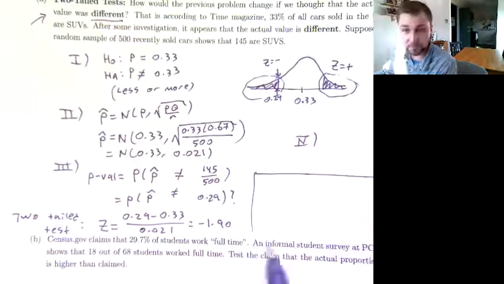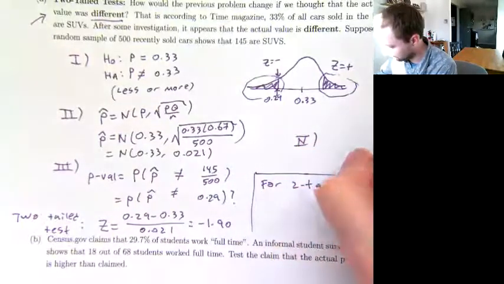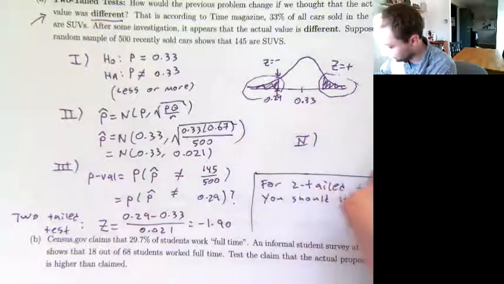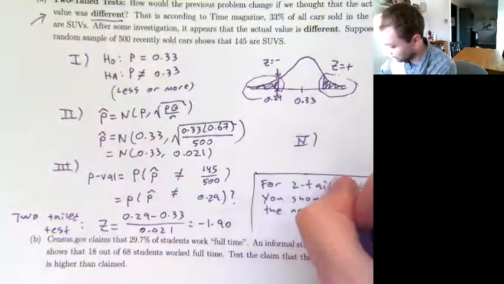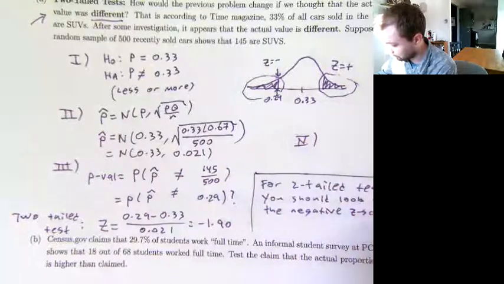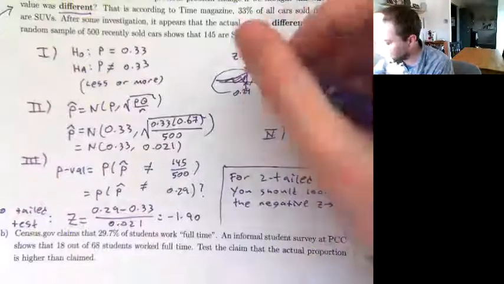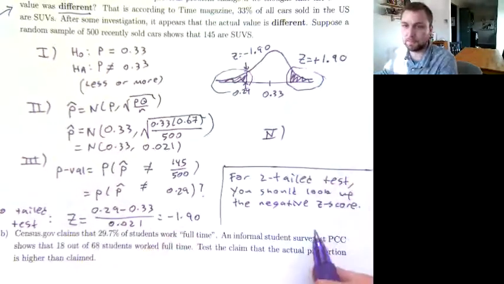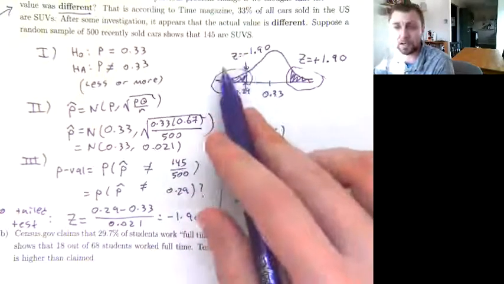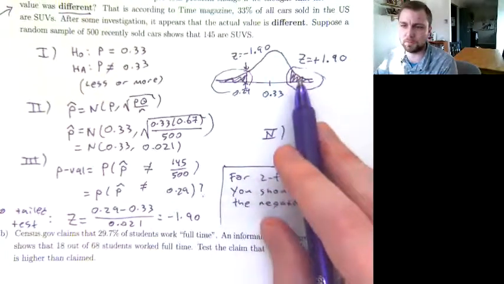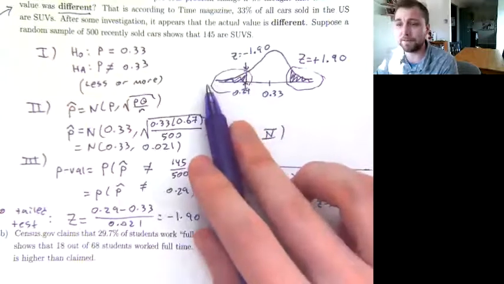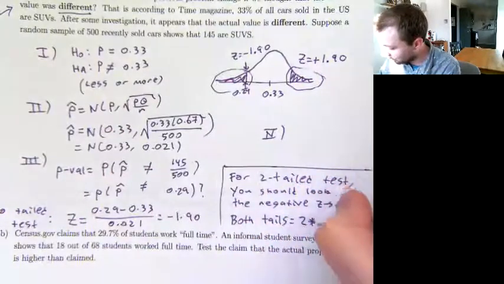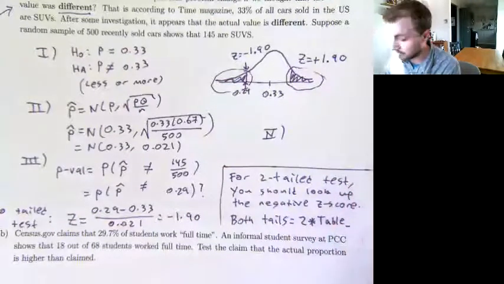This is just my note. This is exclusively for two-tailed tests. So for two-tailed tests, you should look up the negative z-score. Because on my picture, I have two z-scores. I have a negative 1.90, and the other z-score on this other side would end up being a positive 1.90. So I can either take the size of this left tail and multiply it by 2, or the right tail and multiply it by 2. The nice thing about the left side is the table is the left side. So if I want the size of both tails, I can just do 2 times the table value if I look up that negative z-score.